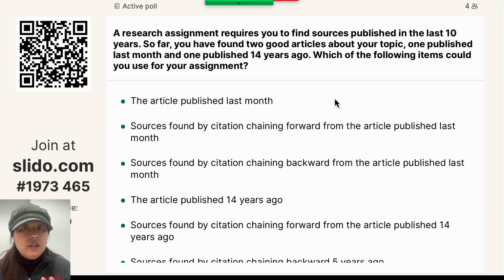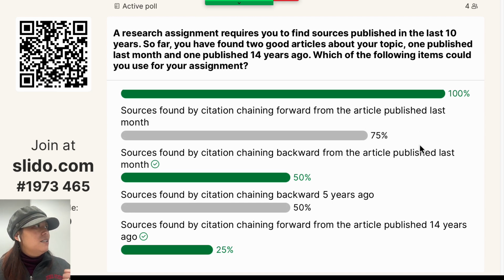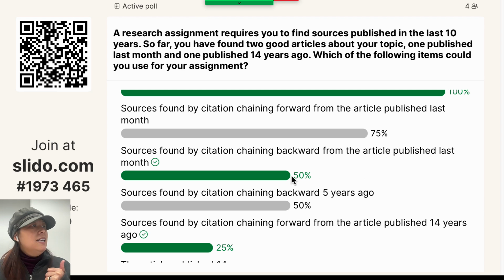Notice there's going to be more than one answer, okay? Article published last month, good job. Sources found by citation chaining forward from the article published last month. Yes, good. That should be right. Sources found by citation chaining backwards from the article published last month. Some of you, yes, absolutely.